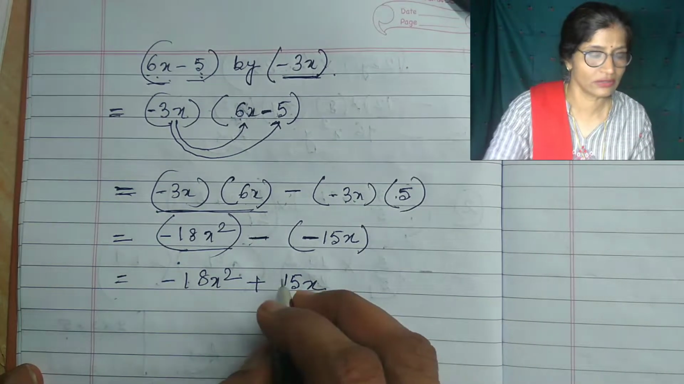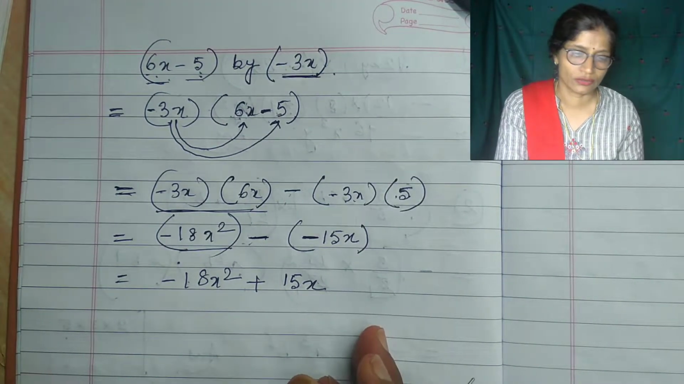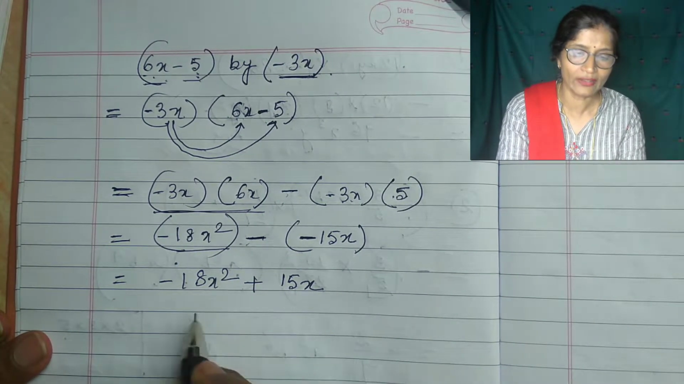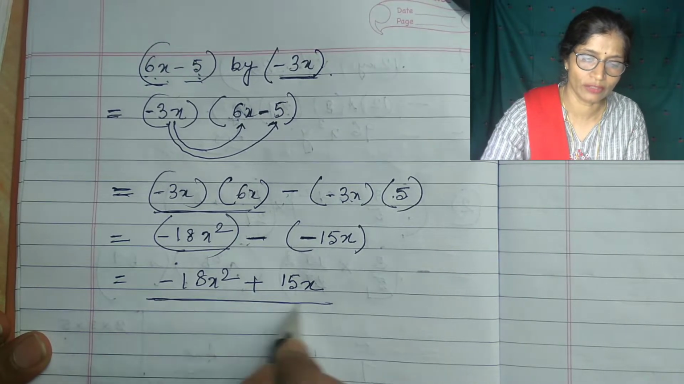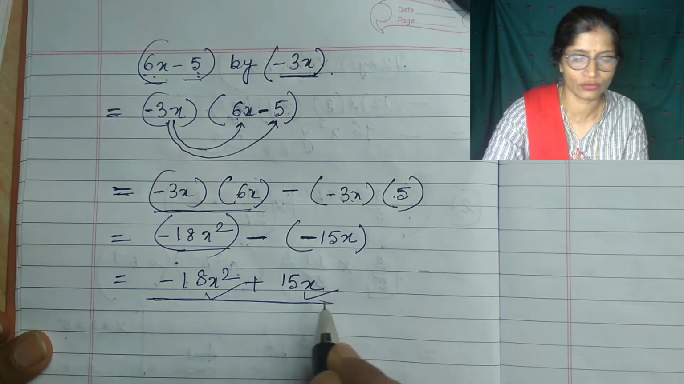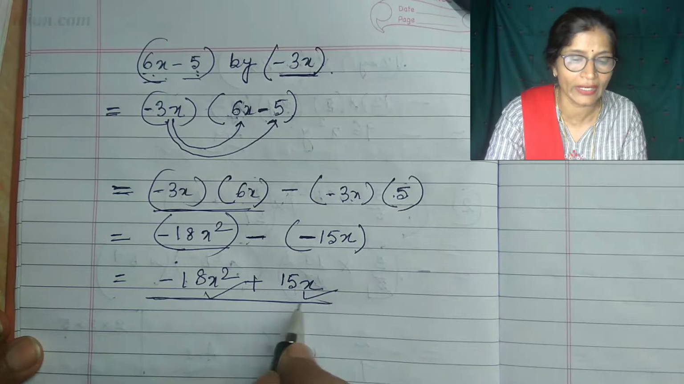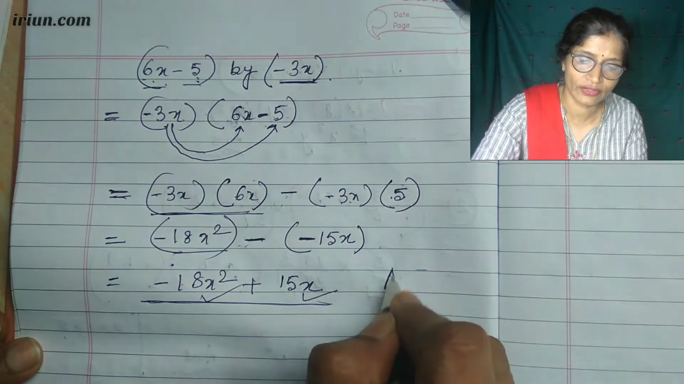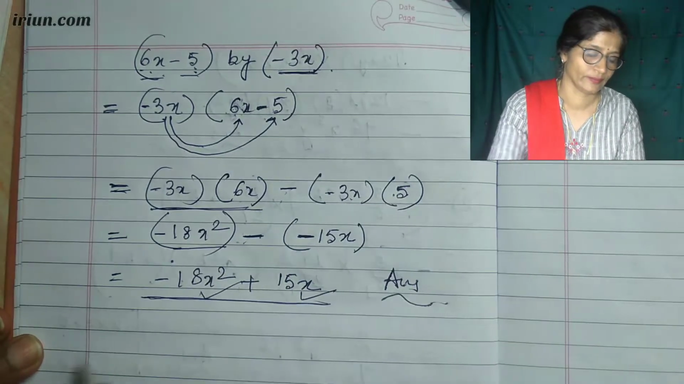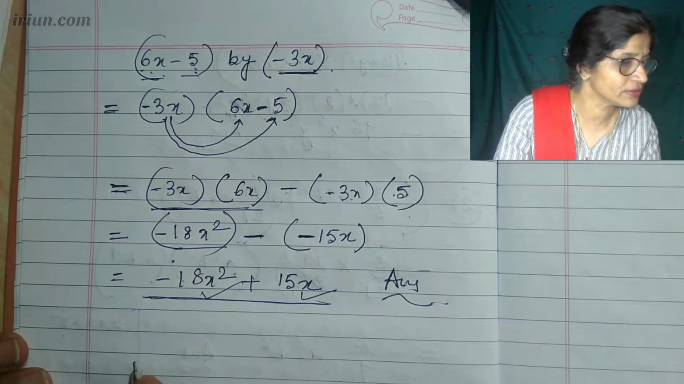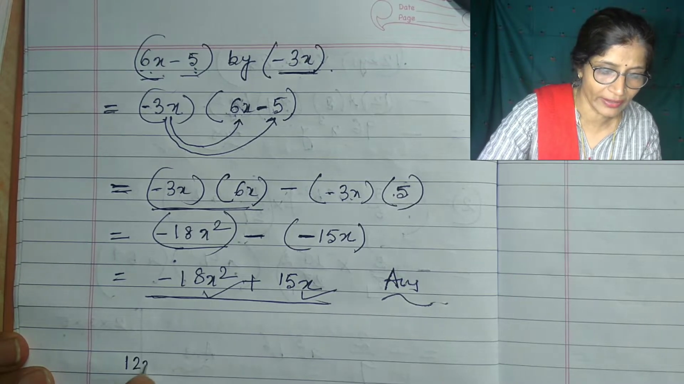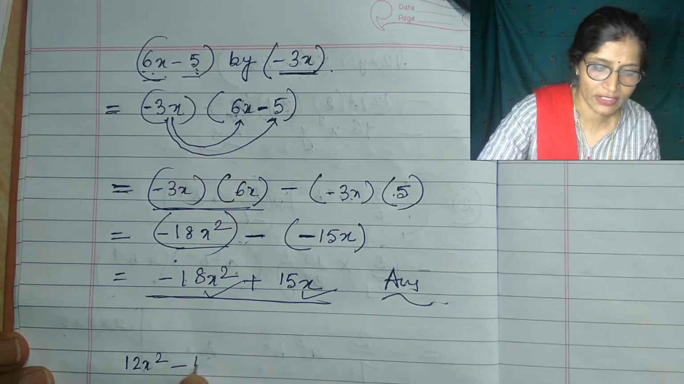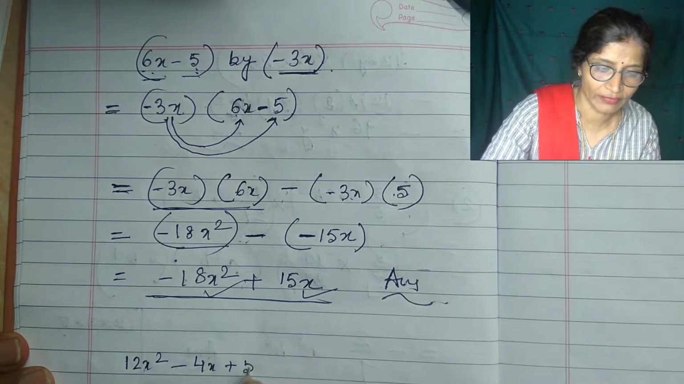So now no like terms are there, so I don't have to add or subtract. It will be like this only, because this is x square and this is x. So the terms are not like terms, so I'll leave it in this way. So this is the answer. Now the next sum is, suppose this is 12x square minus 4x plus 5.